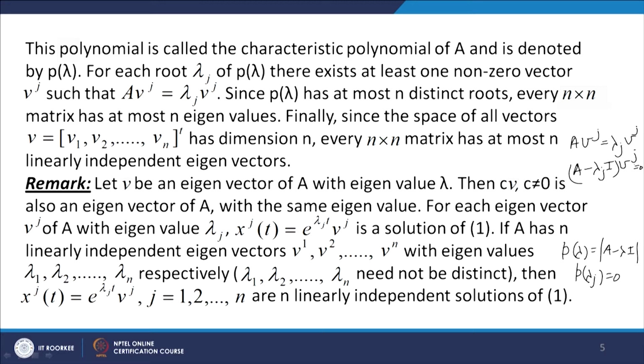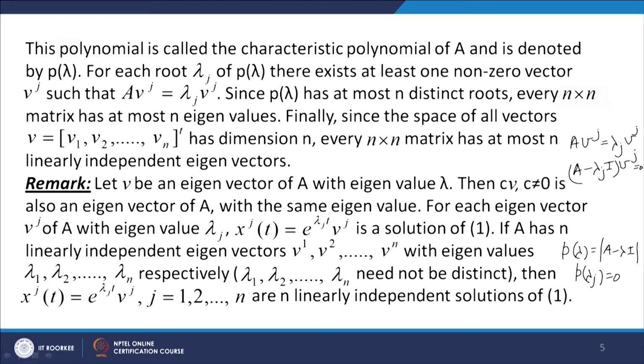Since p(lambda) is a polynomial in lambda of degree n, it has at most n distinct roots. Every n by n matrix has at most n eigenvalues. Finally, since the space of eigenvectors V equal to v1, v2, ..., vn has n components, the space of vectors has dimension n, and therefore, every n by n matrix has n linearly independent eigenvectors at the most.